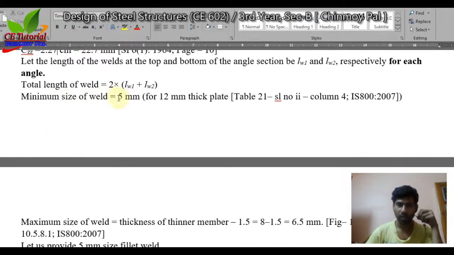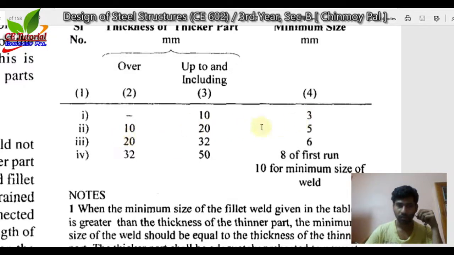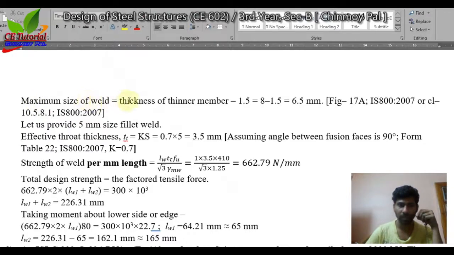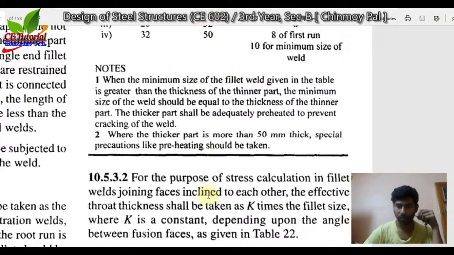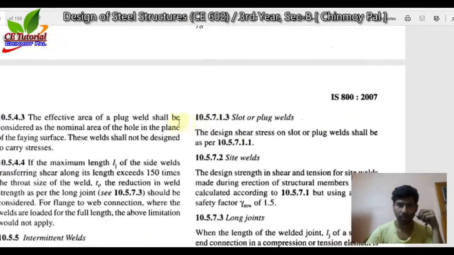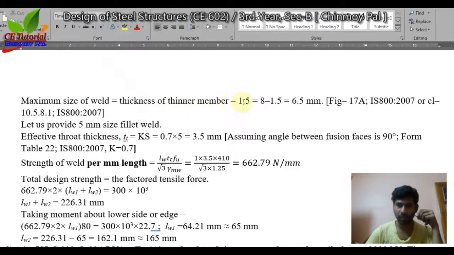Minimum size of weld is 5 millimeter. We are considering. Why? From table 21 we can see where the plate thickness is greater than 10 and less than 20, so the minimum size of weld should be 5 millimeter. And maximum size of weld should be thickness of thinner member minus 1.5. This is from figure 17A of IS 800. Thickness of thinner member minus 1.5, so 6.5.